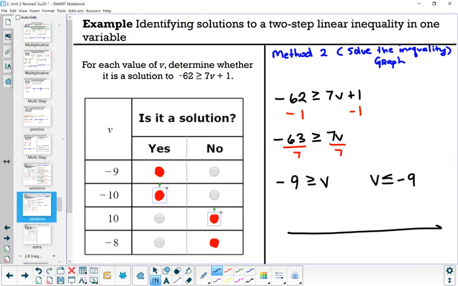That means the graph looks like this. A solid circle at negative 9, and we're shading down the number line.